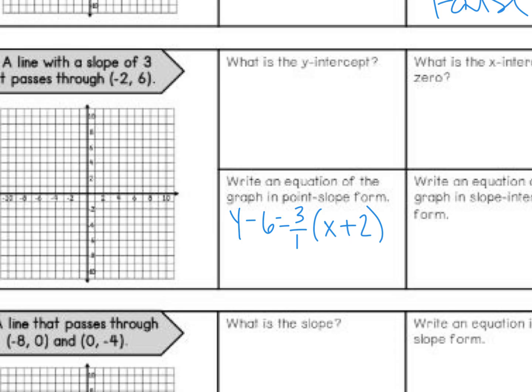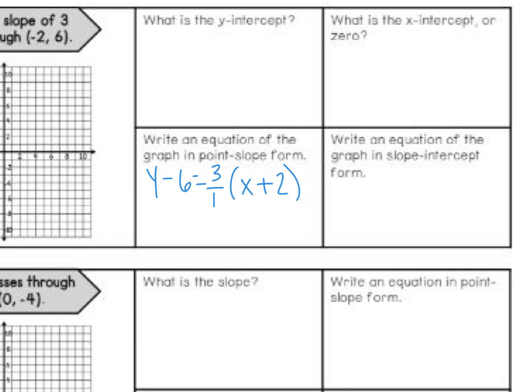What do you want to do? We're going to distribute. I'm just going to write it over here. So I have y minus 6 equals 3x. What do I get when I distribute? 3x plus 6. And then we're going to add the 6. So now I have y equals 3x plus 12.